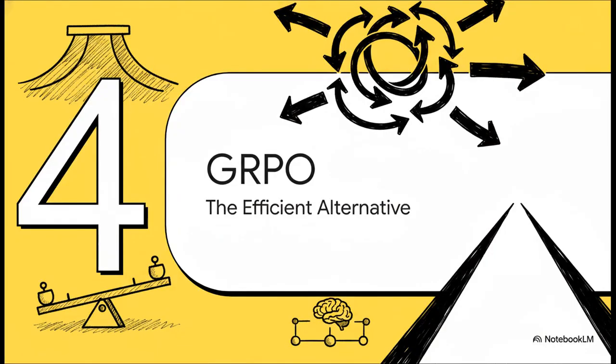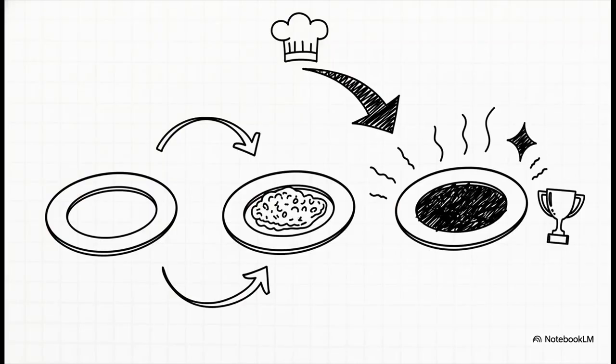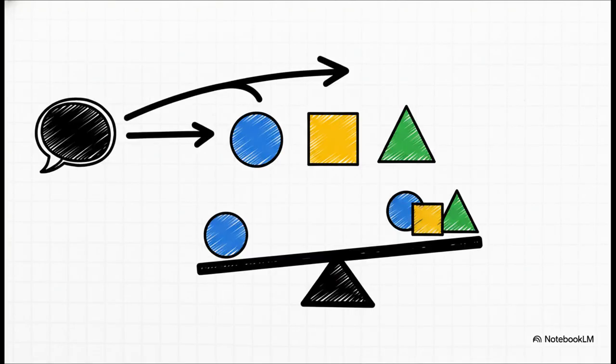But what if you could get all that stability without the extra baggage? Well, that brings us to our next algorithm, Group Relative Policy Optimization, or GRPO. The analogy here is all about relative performance. Think about a chef in a cooking competition. They don't need some perfect universal recipe from a book to know if they're getting better. They just need to know which of their own attempts was the best one. They create their own standard right there on the spot. And that is exactly what GRPO does.